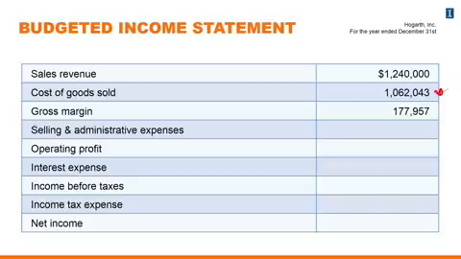So this $1,062,043 represents the materials, labor, and overhead costs that we've incurred for those units that we have sold in the current accounting period. The difference between sales revenue and cost of goods sold yields gross margin or gross profit. And for the year, we expect $177,957.